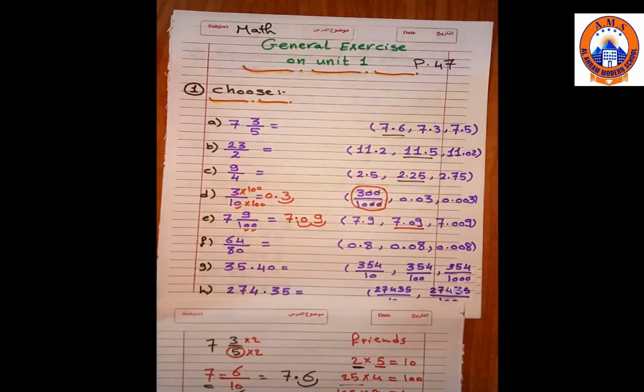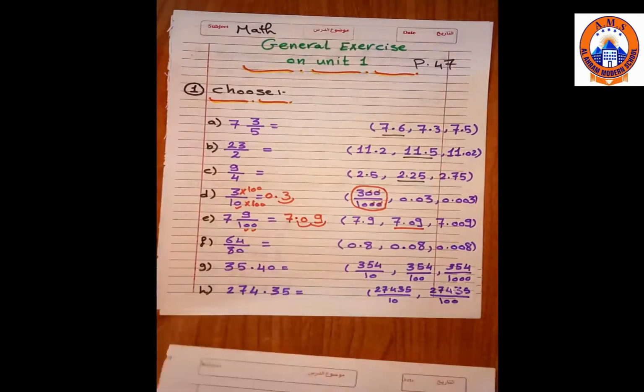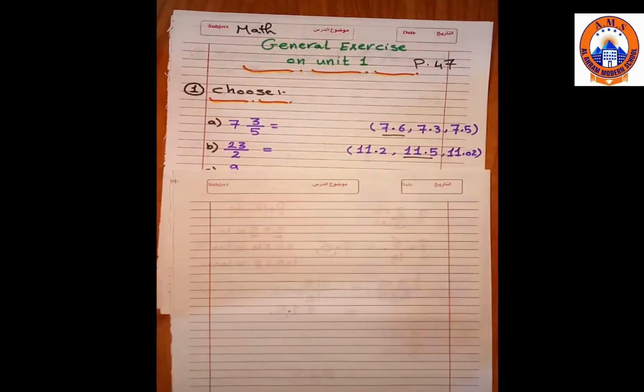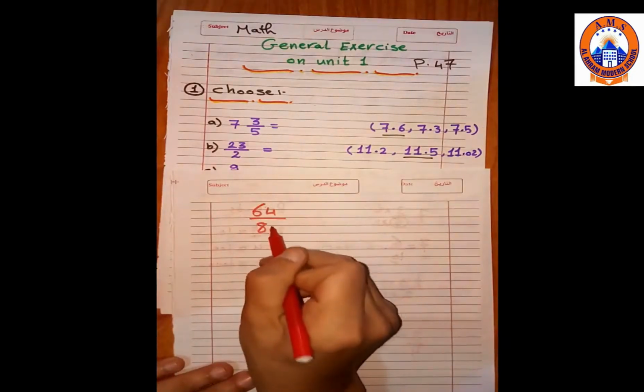The next question, we have 64 over 80, and we want to change it into a decimal. We have 64 over 80.